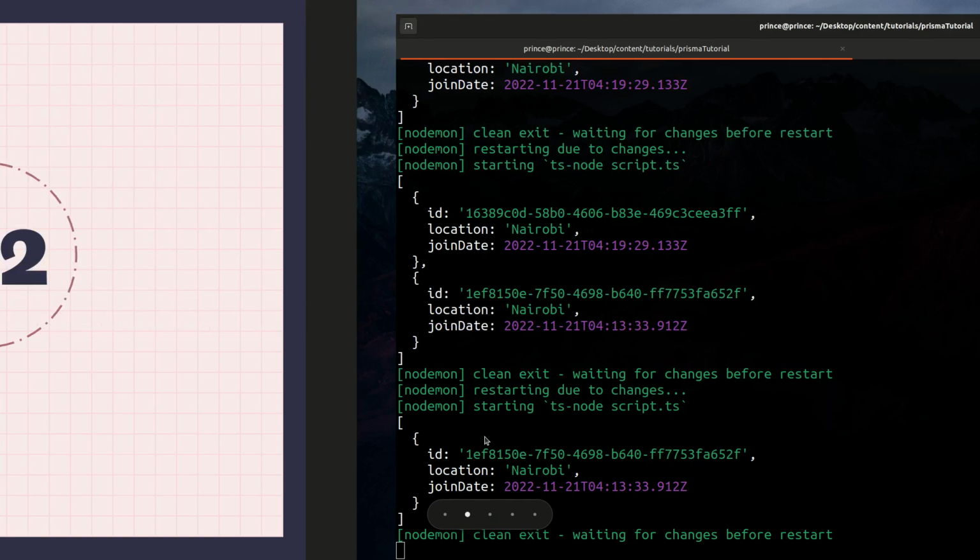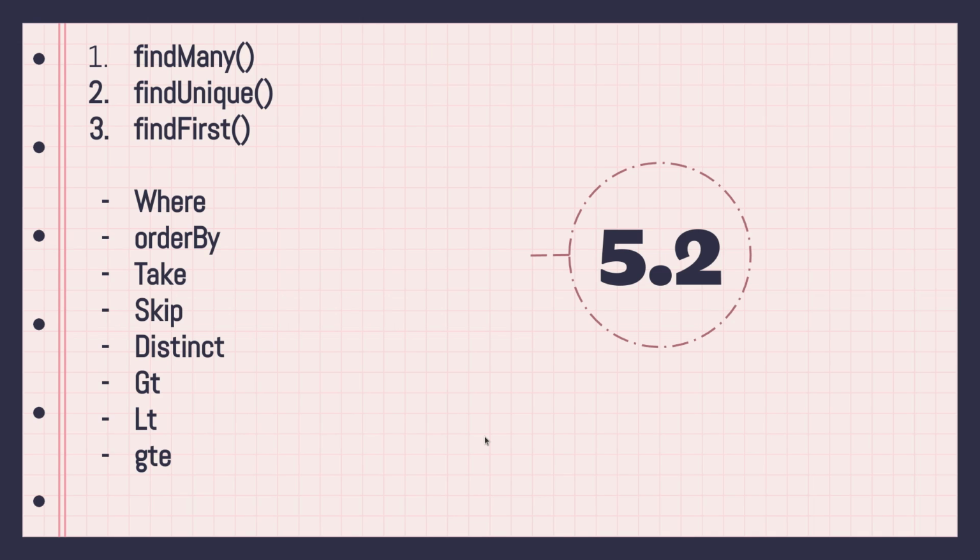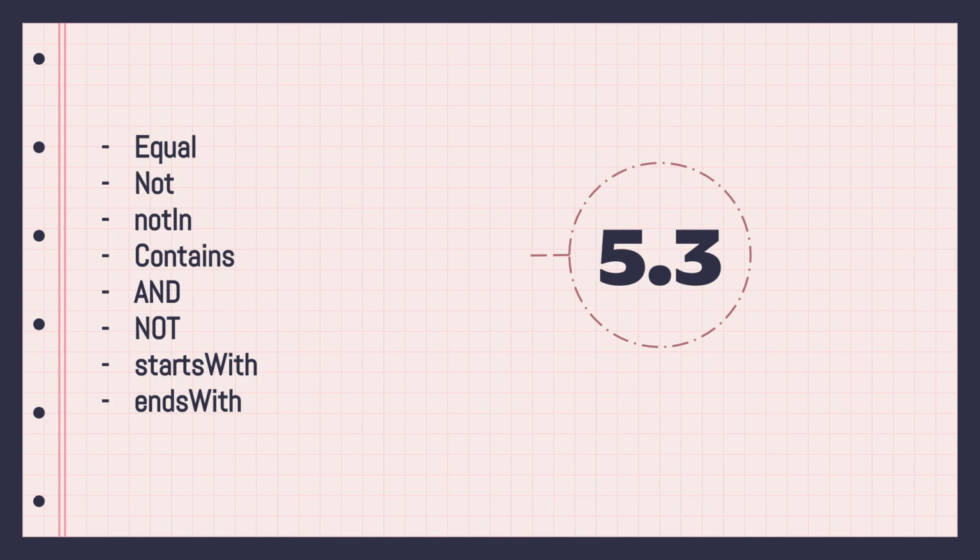We have learned most of this information. I want to learn how to use greater than, less than. We'll look at distinct, skip, take, order by, where. We're going to look at greater than, less than, greater than or equal, just in a second. We also have more advanced queries such as equal, not in, contains, not, and we're going to look at all this just in a second. So let's go back to our VS Code and see what's next.